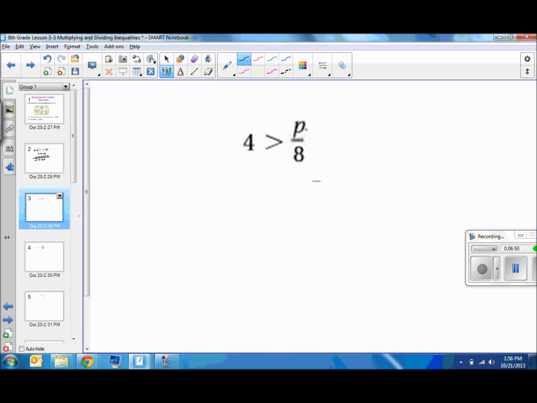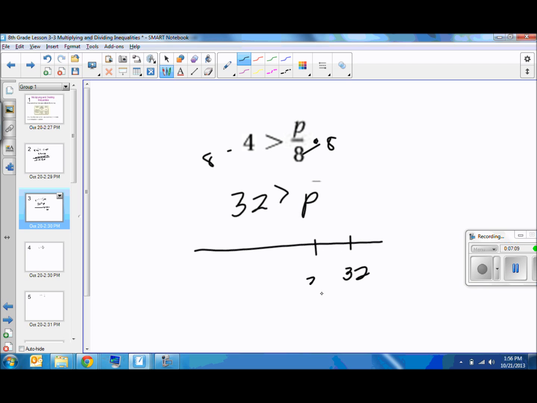So let's look here. 4 is greater than p divided by 8, or p divided by 8 is less than 4. Multiply 8 to both sides. Bring down p is less than 32. Notice I had to keep it consistent. And I'm going to write all the numbers that are less than 32. Open circle, point to all the numbers less than.